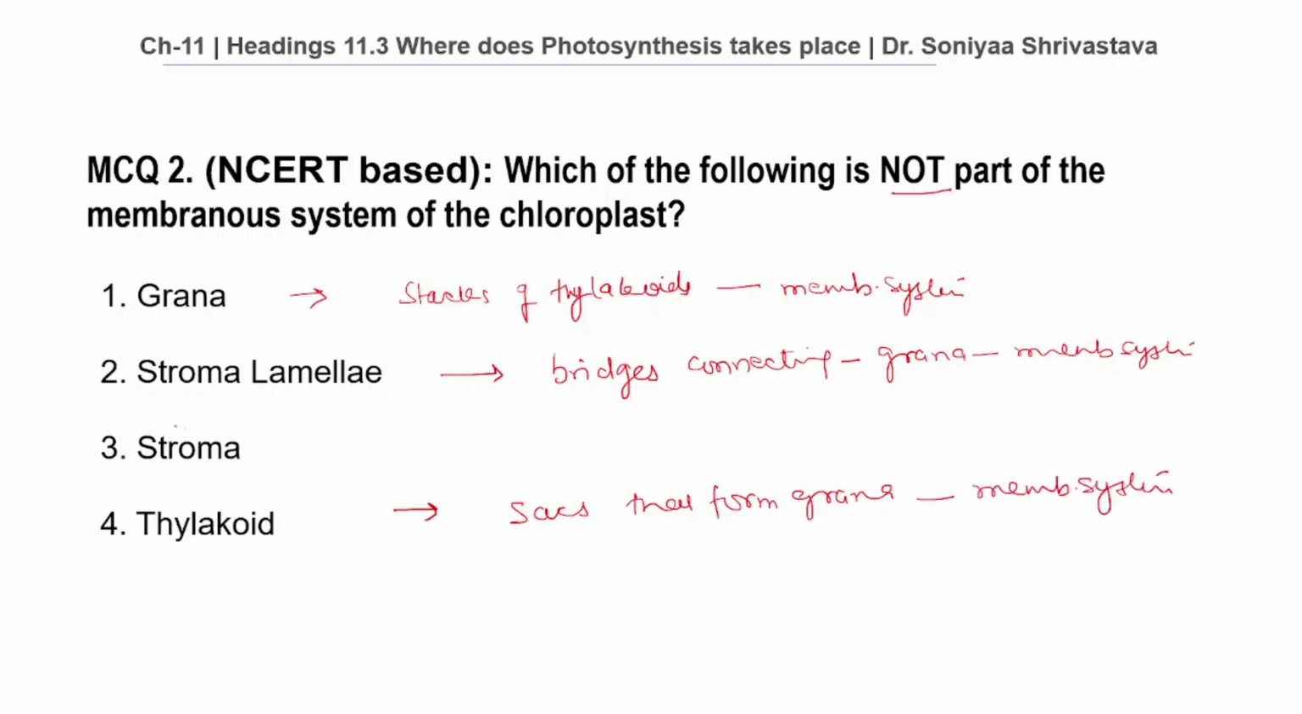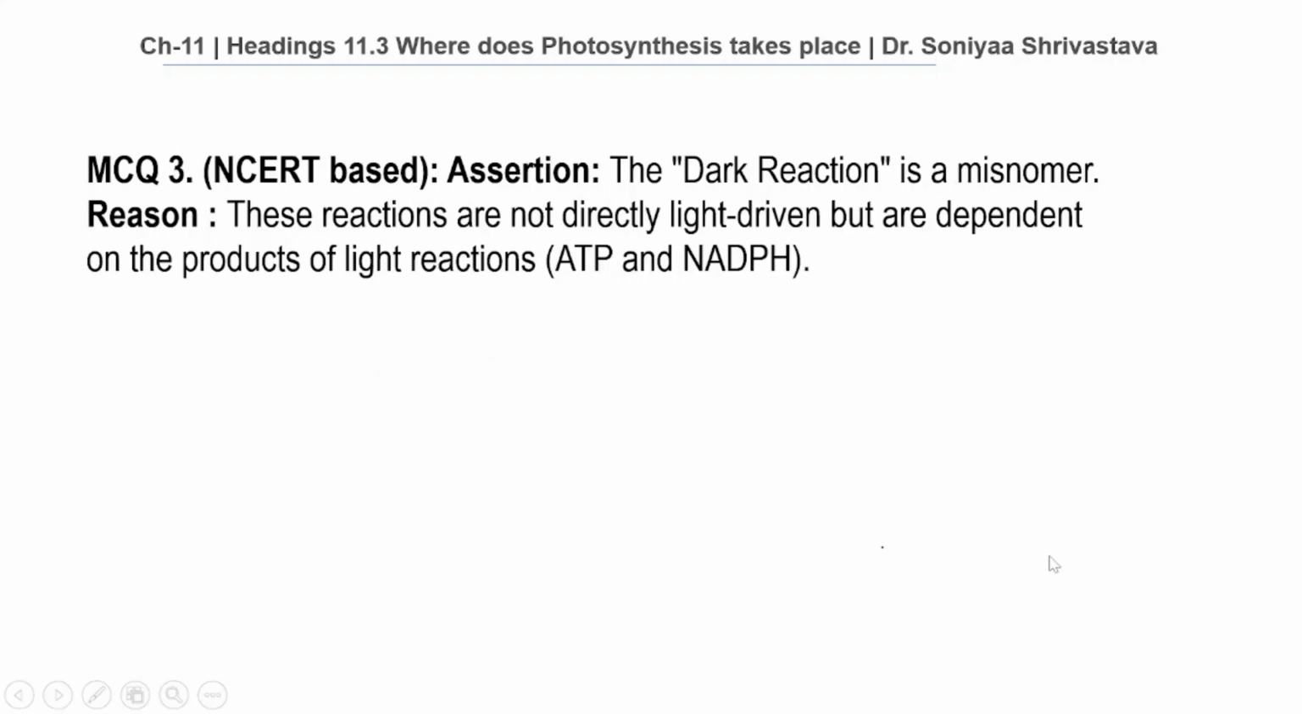So what is not the part of membranous system of chloroplast? Stroma, which is a fluid filled matrix surrounding the membranes. So this is our option. Moving on to MCQ number 3.